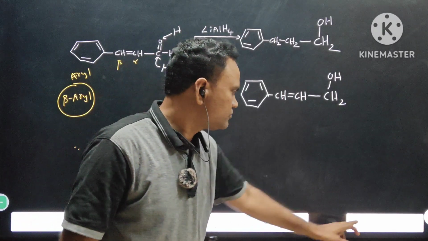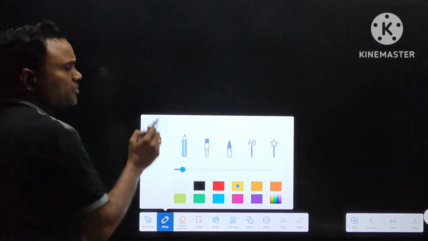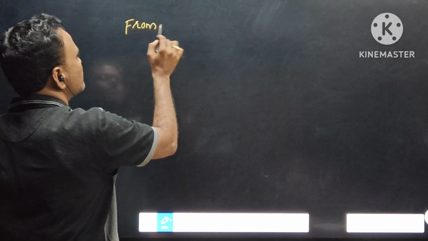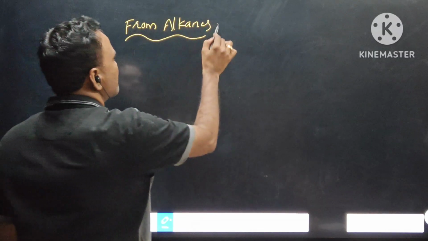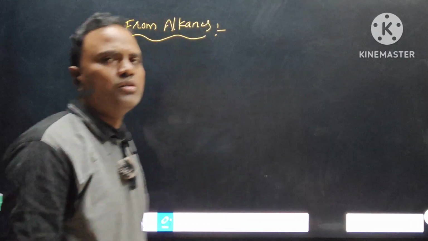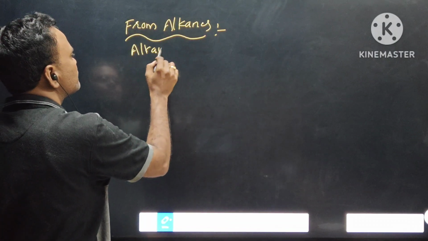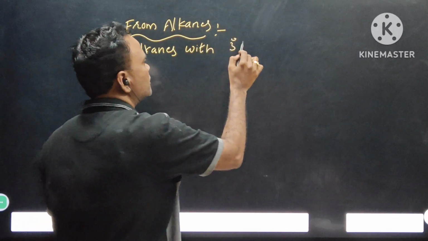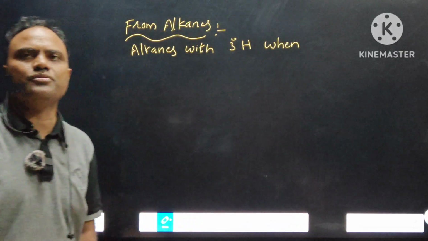Next preparation method: preparation of alcohols from alkanes. See one condition, alkanes with 3-degree hydrogen, tertiary hydrogen. This is the condition.